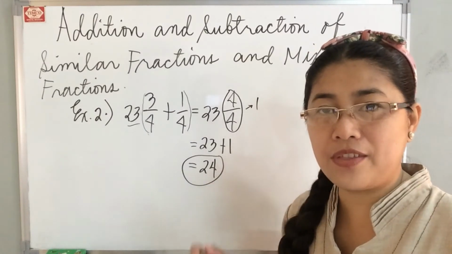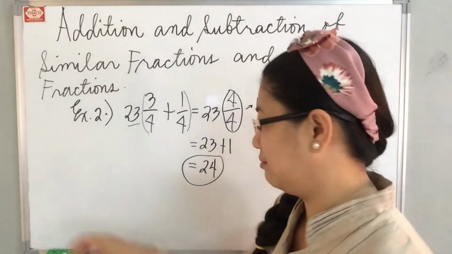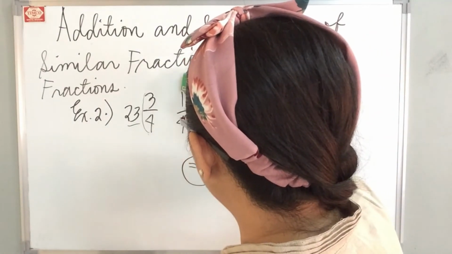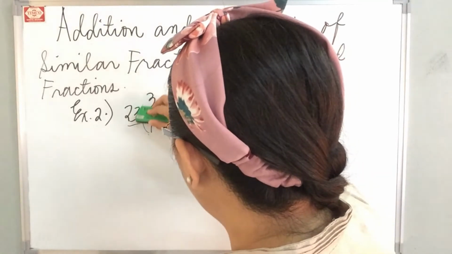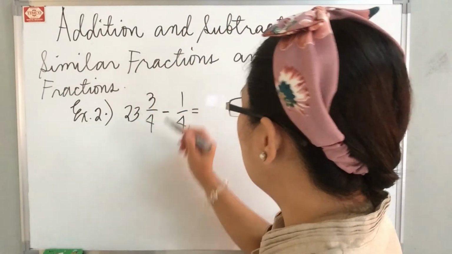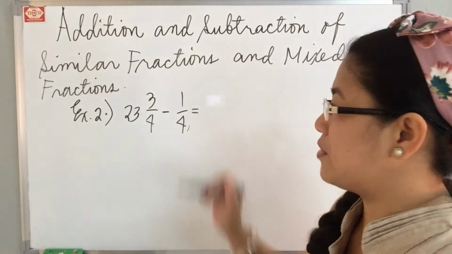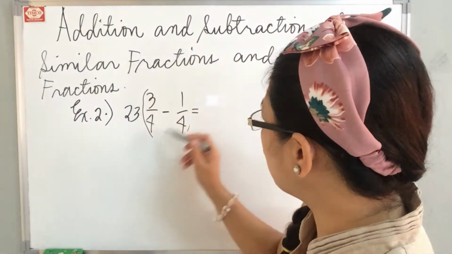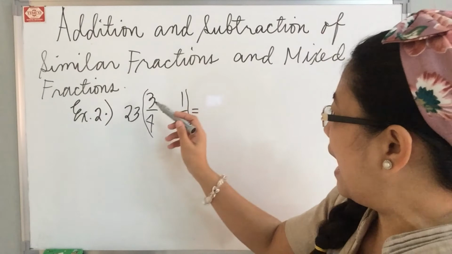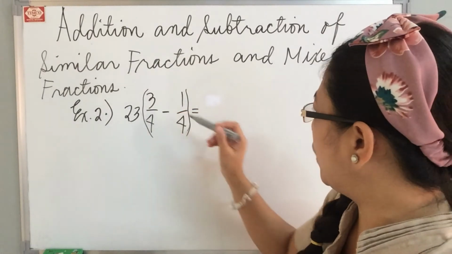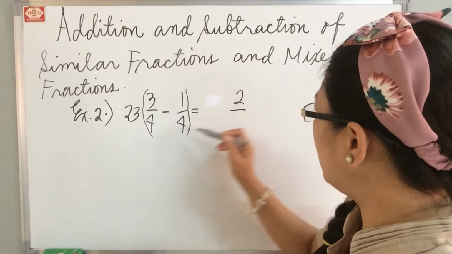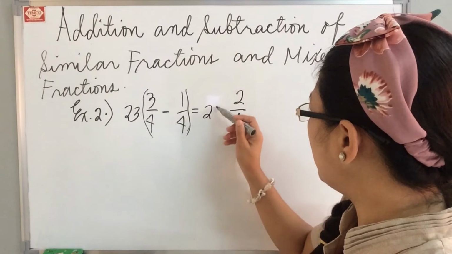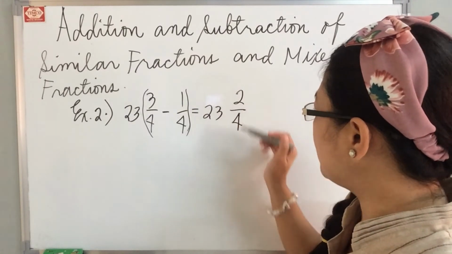Okay, now let's have the subtraction version. I'm just going to replace this with subtraction. So, 23 and 3/4 minus 1/4. Also, we will start with the fractions. Subtract the numerator, 3 minus 1, that is 2, and copy the denominator, which is 4. And also our whole number. So, our answer is 23 and 2/4.